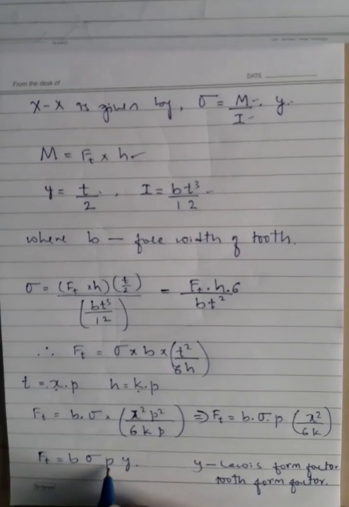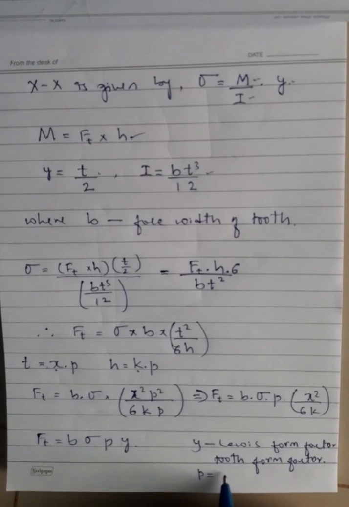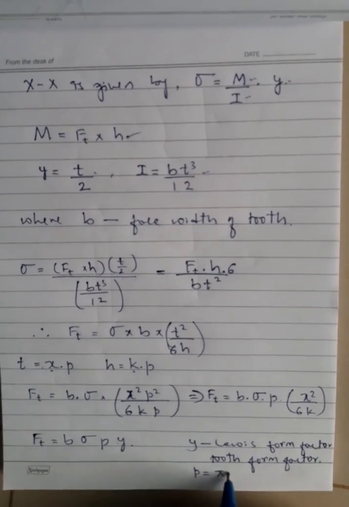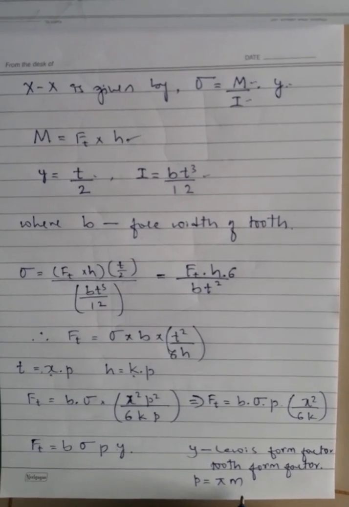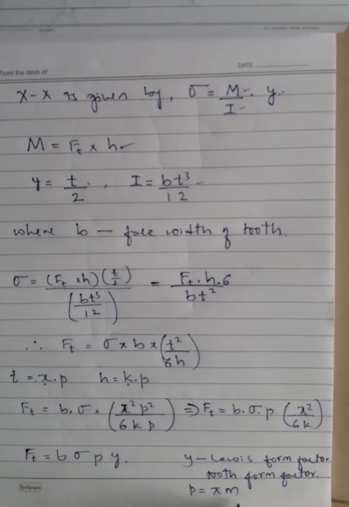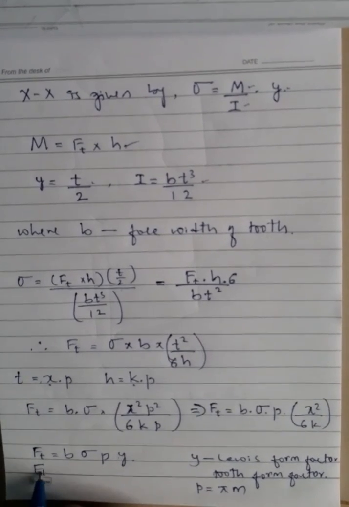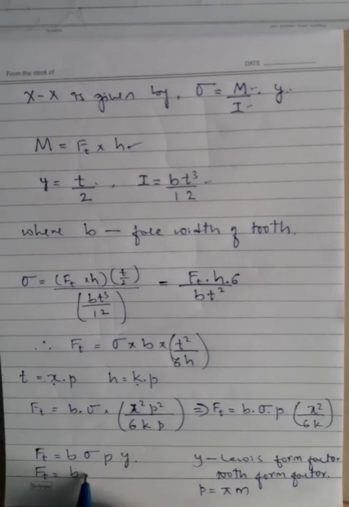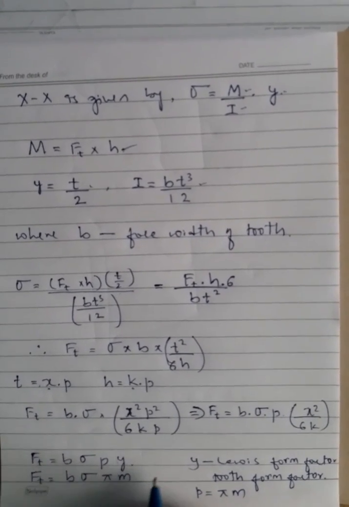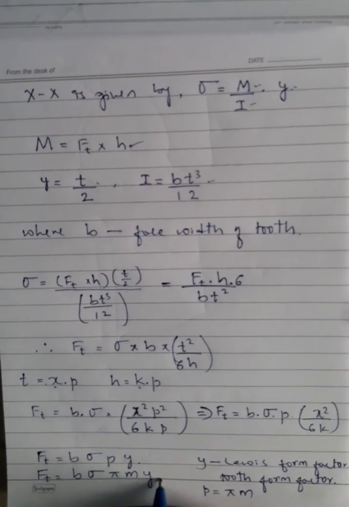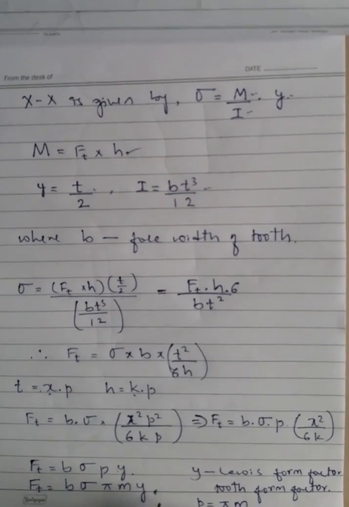We know that the circular pitch p can be written as pi into m in terms of the module, since module is one of the important factors for the gear tooth profile dimensions. Further, this equation can be written as Ft is equal to b into sigma into pi into m into y. This equation is known as the Lewis equation. Thank you.